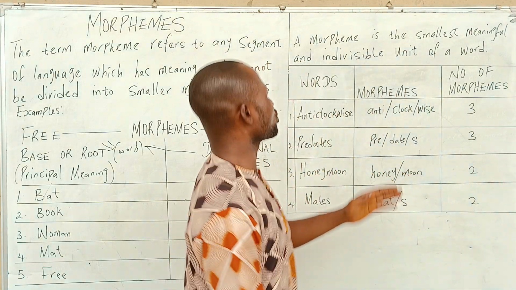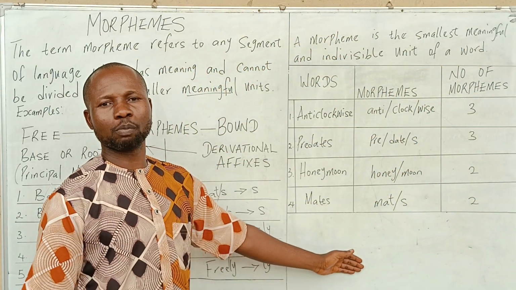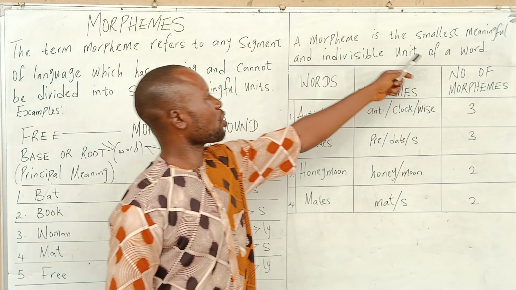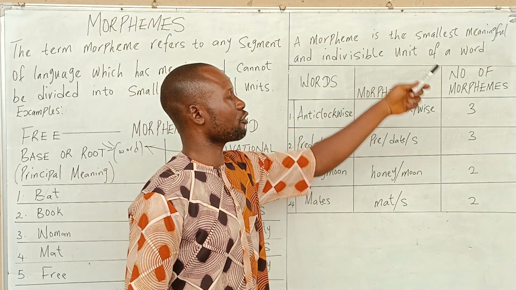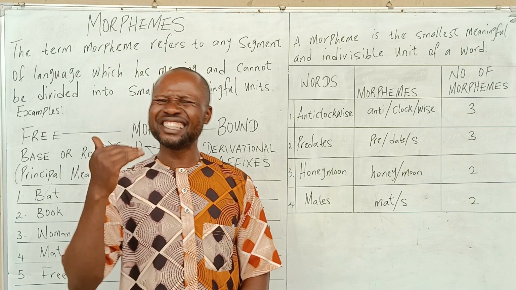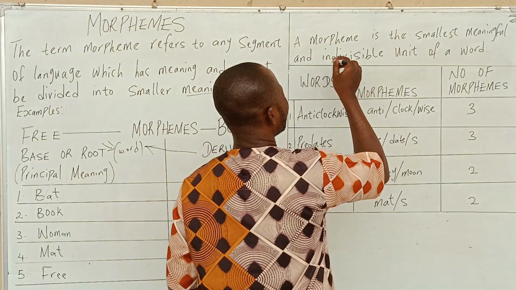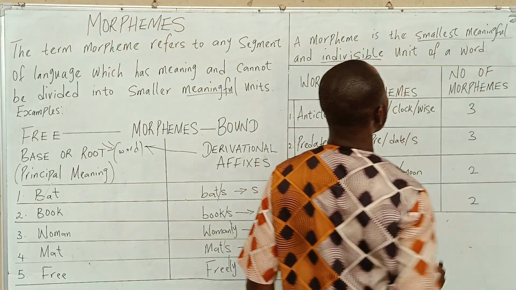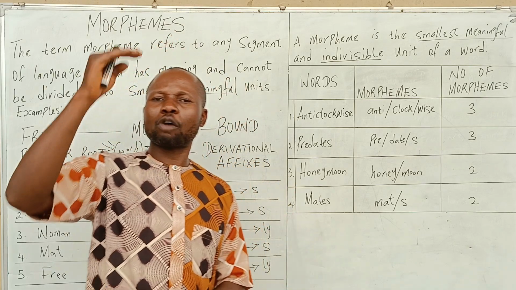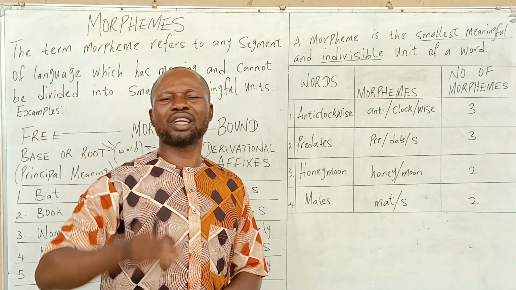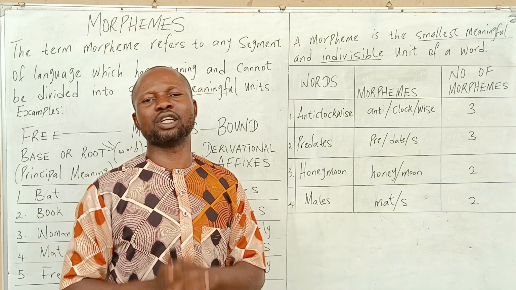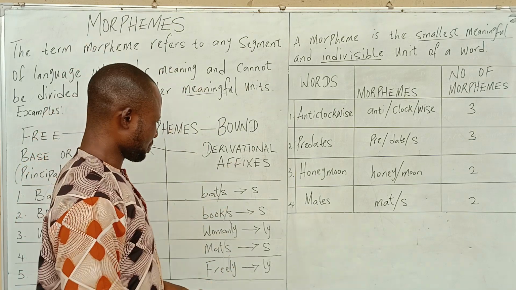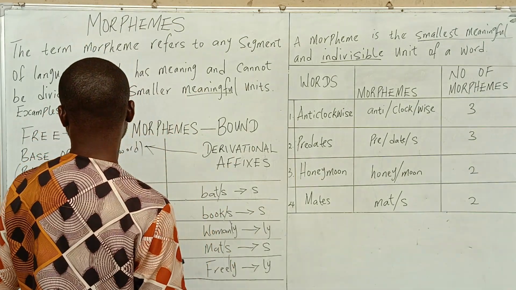So lastly, let us look at this example again in order to buttress the meaning of morpheme. A morpheme is the smallest meaningful and indivisible unit of a word. Smallest meaningful and indivisible. Mind that language. Indivisible and smallest meaningful. It means we keep coming down to what is another language for this smallest meaningful. It simply means the root word. The root word. So if we have, for example, let me still pick a word here.